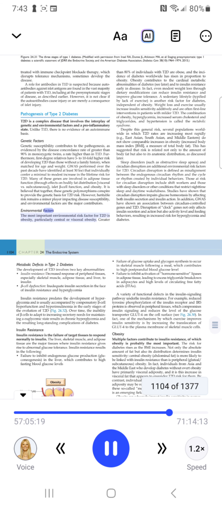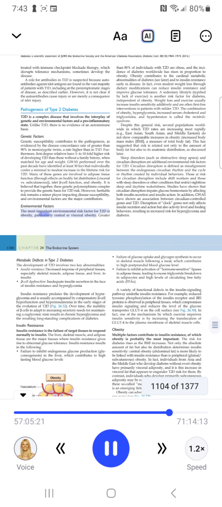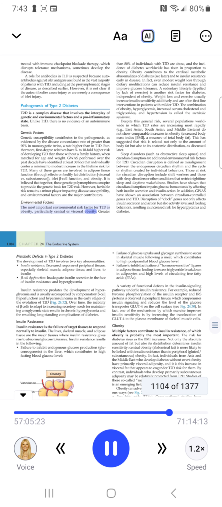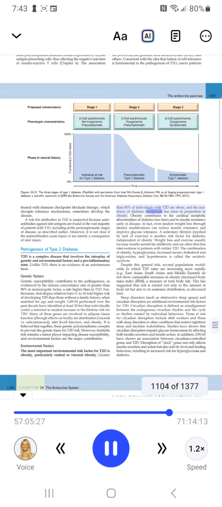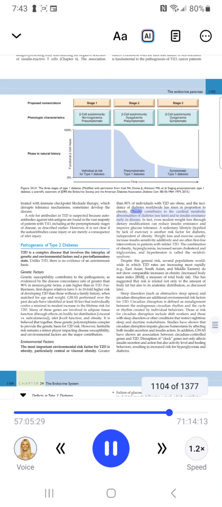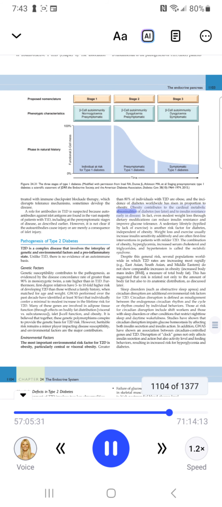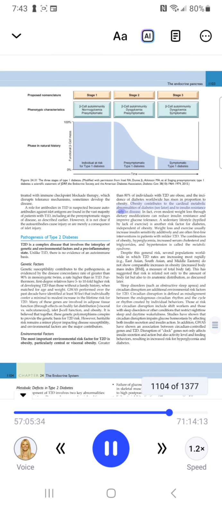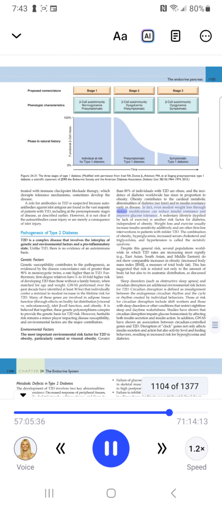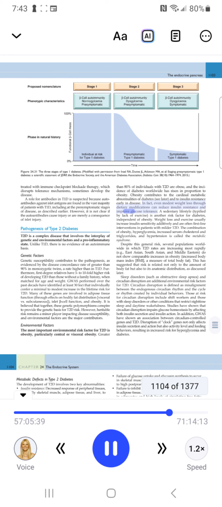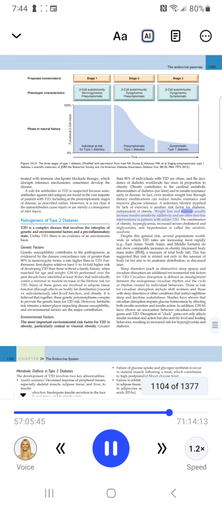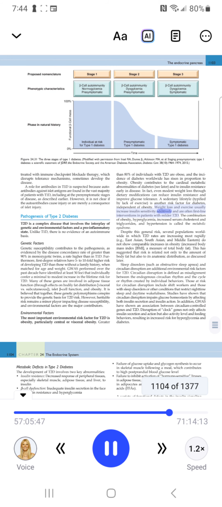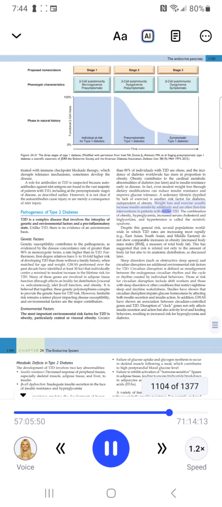Environmental factors. The most important environmental risk factor for T2D is obesity, particularly central or visceral obesity. Greater than 80% of individuals with T2D are obese, and the incidence of diabetes worldwide has risen in proportion to obesity. Obesity contributes to the cardinal metabolic abnormalities of diabetes, see later, and to insulin resistance early in disease. In fact, even modest weight loss through dietary modifications can reduce insulin resistance and improve glucose tolerance. A sedentary lifestyle typified by lack of exercise is another risk factor for diabetes, independent of obesity.